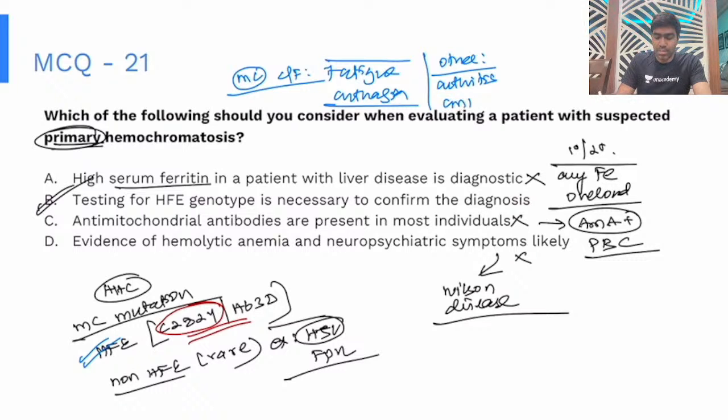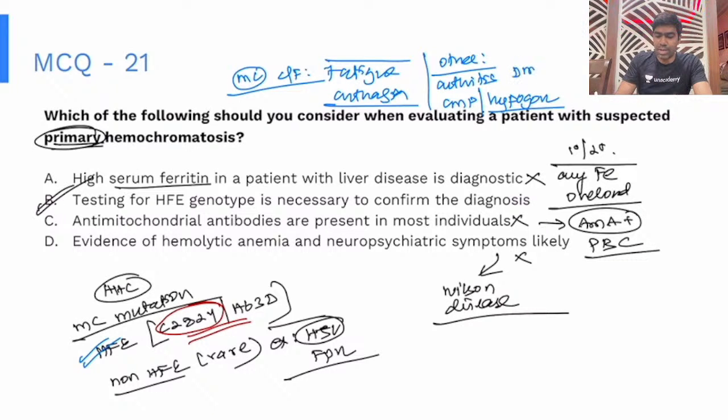Patients can develop hypogonadism, and this is an interesting form because hypogonadism can occur for two reasons. One, iron deposition in the pituitary can cause hypogonadotropic hypogonadism, and iron deposition in the testicles can cause hypergonadotropic hypogonadism. So it can be due to either pituitary failure or testicular failure.